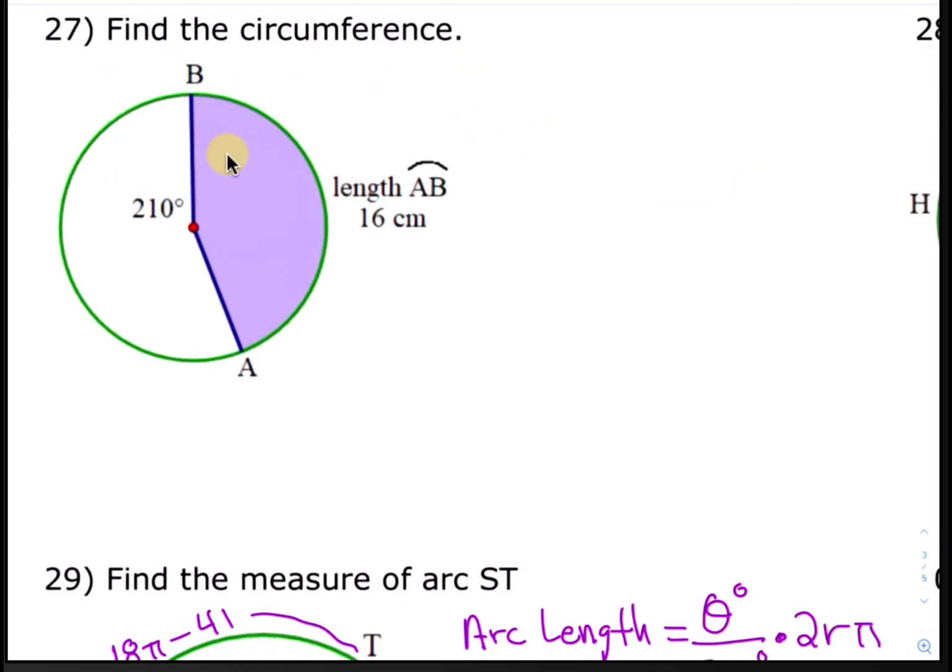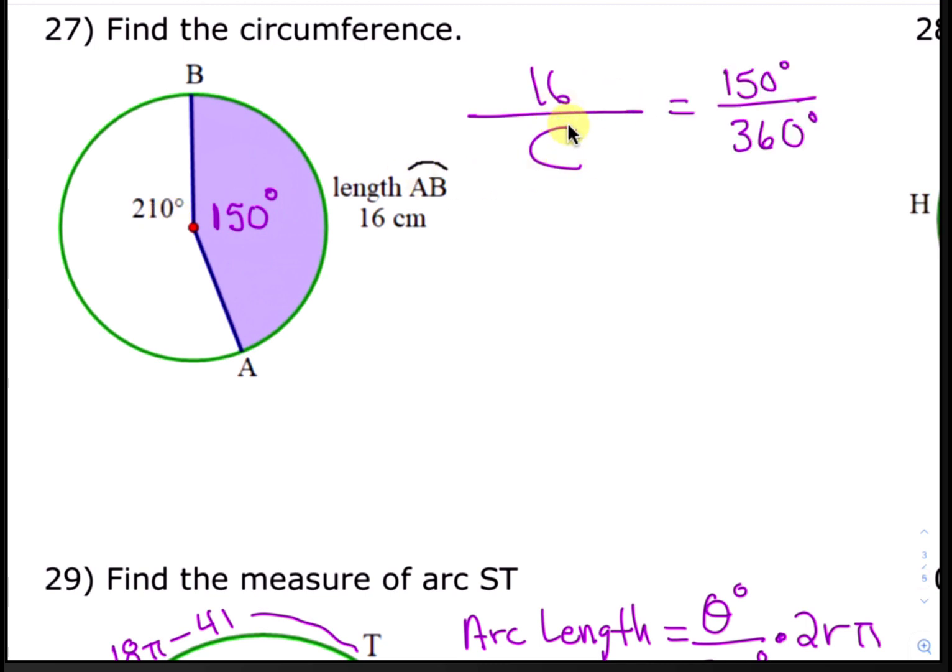All right, here's number 21. It says to find the circumference of this circle. First, we acknowledge that this missing angle over here is 150, and we get that by subtracting the 210 from 360.